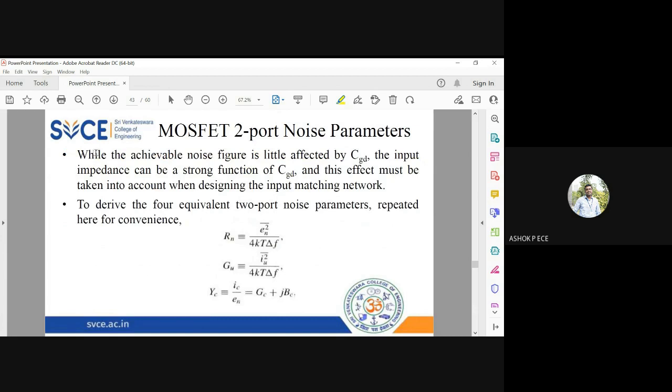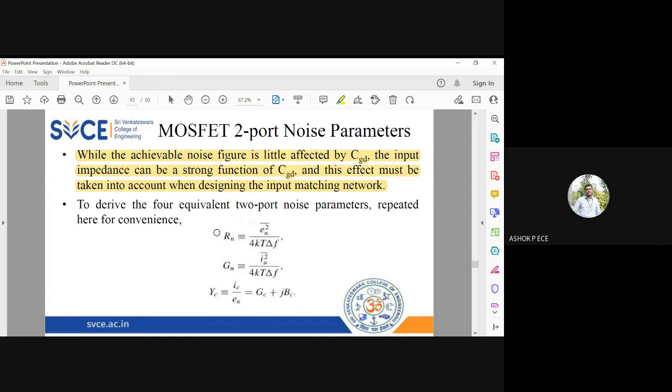While the achievable noise figure is affected by CGD, the input impedance is going to be a strong function of CGD, which must be taken into account for designing the input matching. When you design the LNA, you have to consider all these parameters for designing the input and output matching networks.